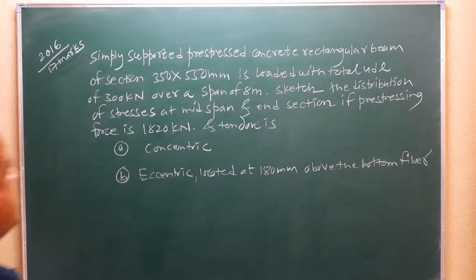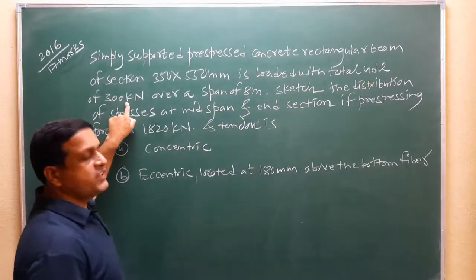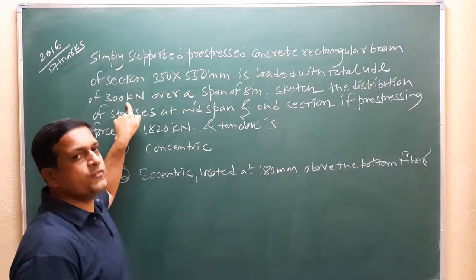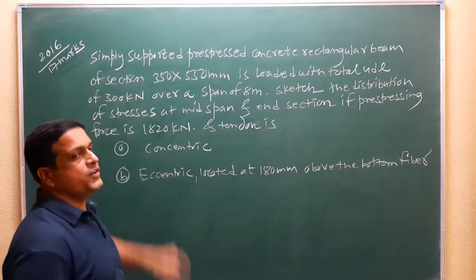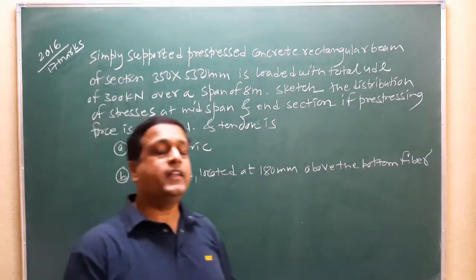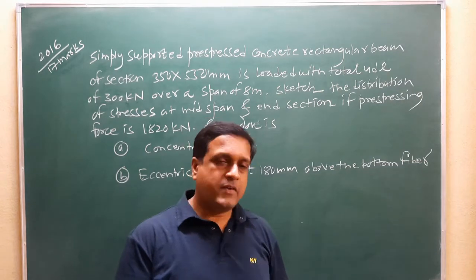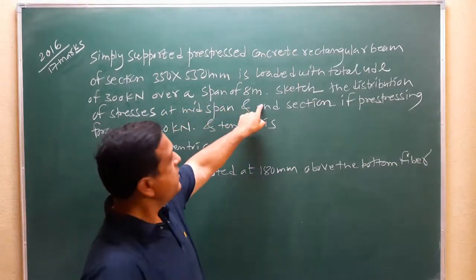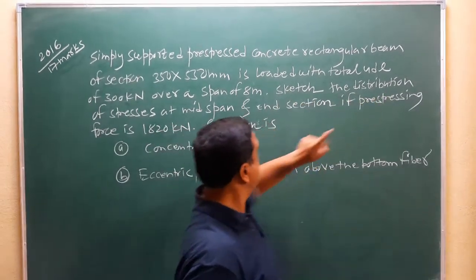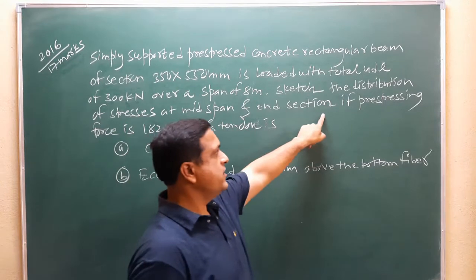The total UDL is given, but the unit given is kilonewton, 300 kilonewton. But we know that the unit of UDL intensity is kilonewton per meter, so you have to convert that. Over a span of 8 meters, sketch the distribution of stresses at mid-span and end section.